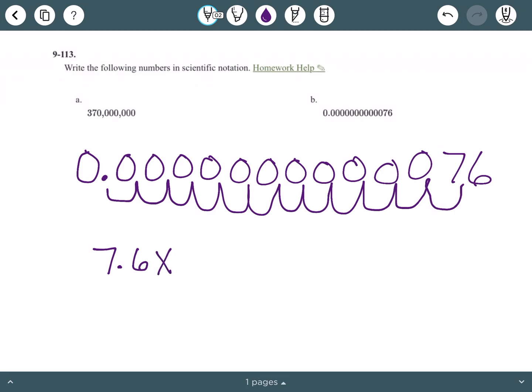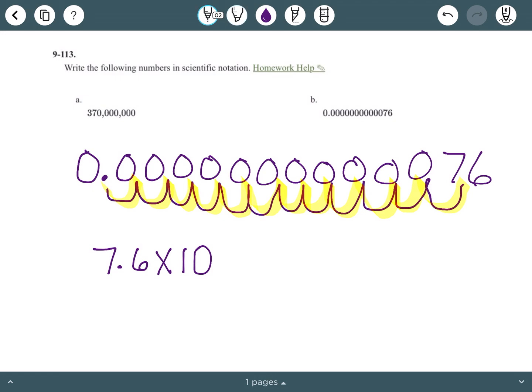So 7.6 times, we want to make sure we're using that one that looks like an X. And we know it's going to be a power of 10. Now, to determine the exponent, I want to count how many times I moved my decimal. I did 1, 2, 3, 4, 5, 6, 7, 8, 9, 10, 11, 12. So I moved 12 places.